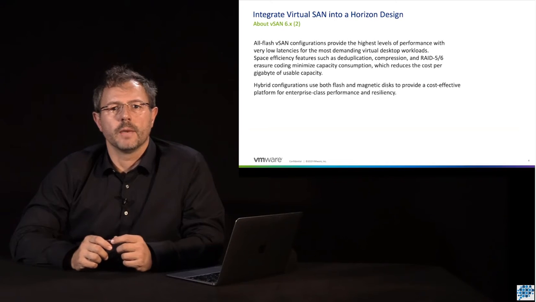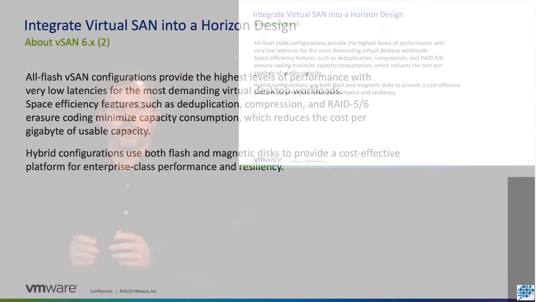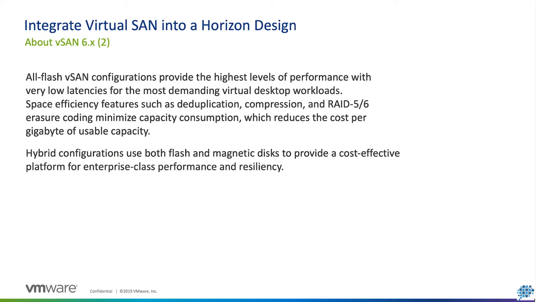We have two different types of vSAN. We have the cost-effective one, which is called the hybrid, and we have the real high-performance all-flash solution, where we have deduplication, compression, and RAID 5, RAID 6 enterprise class features available for us. Again, those erasure coding features reduce cost.